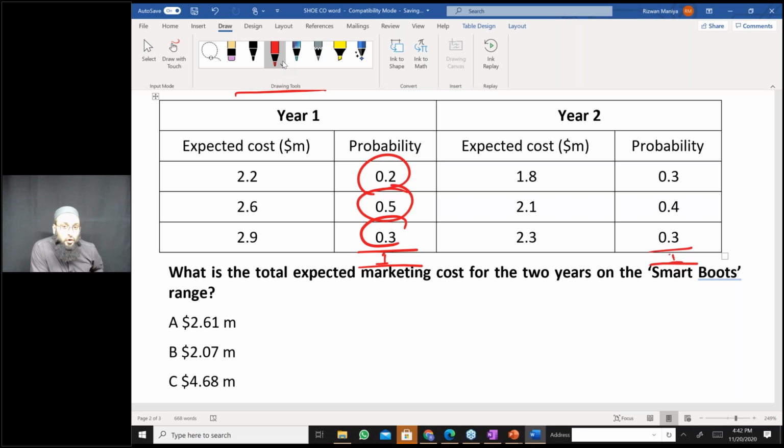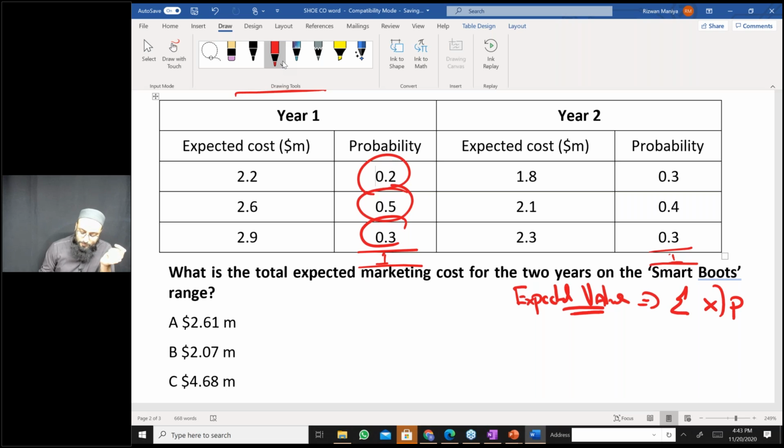When probabilities are given to you, whether in budgets or somewhere else, without any hesitation you have to work out one thing, and that is known as expected value. Expected value was part of the risk and uncertainty topic as well. The basic formula is summation of x into P. Summation means sum of, X is the outcome, and P is the probability. So whenever probabilities are given, work out expected value.